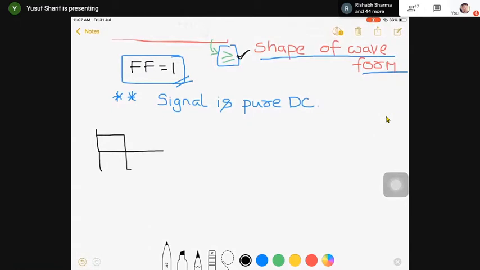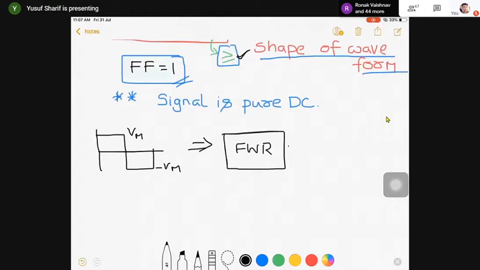It is Vm and it is minus Vm. And if I'm feeding this signal to a rectifier, कौन सा rectifier? A full wave rectifier. If I'm feeding this signal to a full wave rectifier, what is the output that I'll be getting on output side? आपका जो लोड साइड होगा वहां पे आउटपुट क्या मिलेगा मुझे?